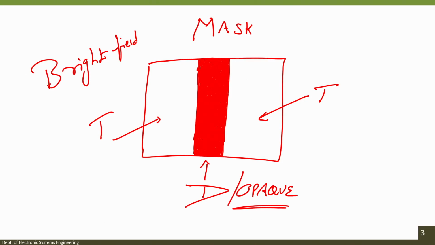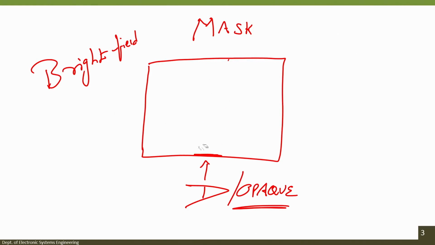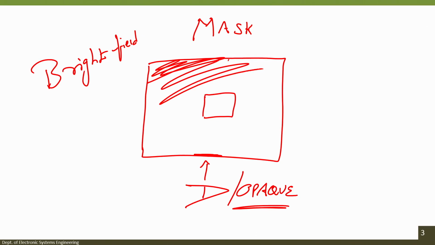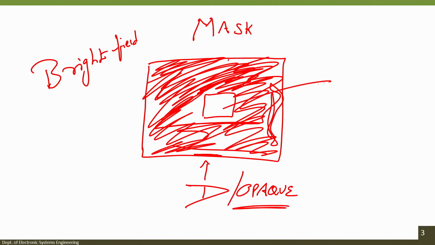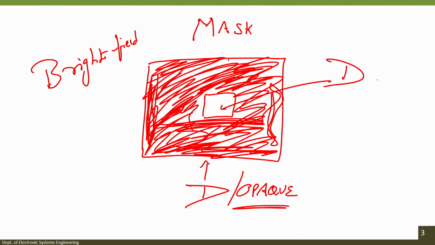Okay. However, if I have a mask where except this area everything else is dark, everything else is opaque, okay. Assume that everything else is opaque except the one in the central region. So, if everything else is opaque, that means that the maximum region of this mask is opaque. This is called dark field mask.